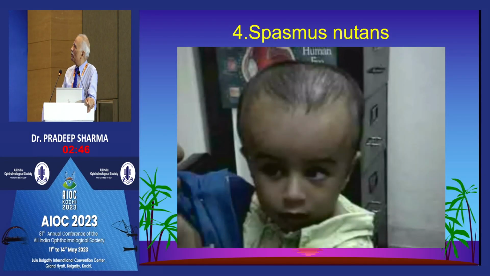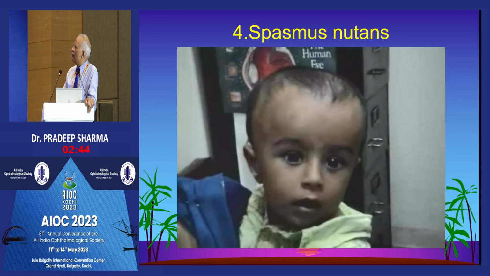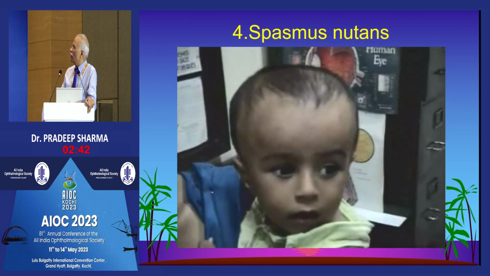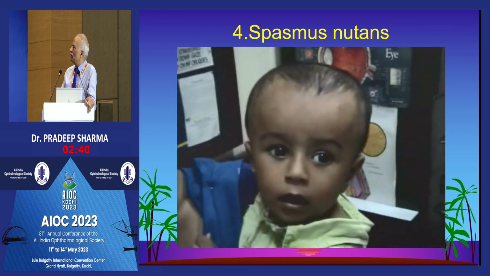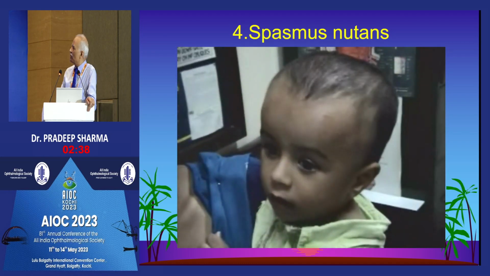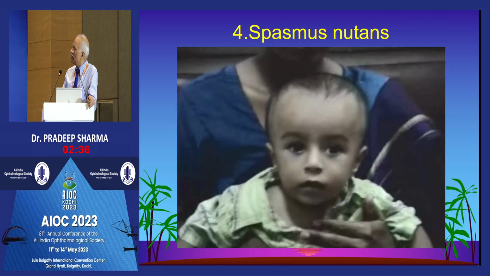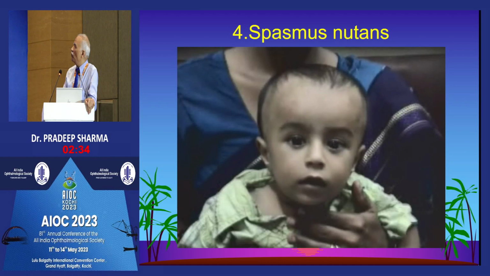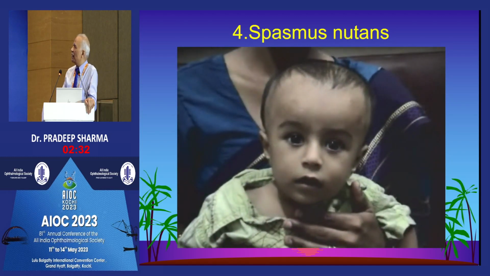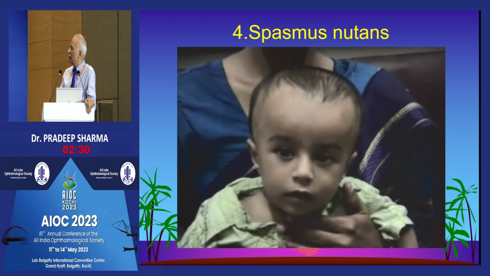Spasmus nutans you have to keep in mind. Now these children usually have a head nodding, torticollis, and also an asymmetric nystagmus. Now you see the left eye is having a larger abduction and frequency. Now if this is noticed by you, you should always do an imaging. So don't ever miss a child having a spasmus nutans.